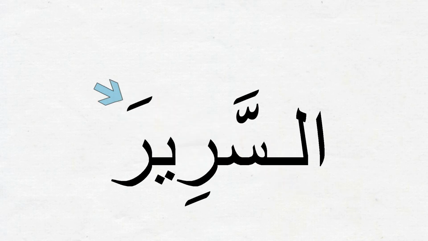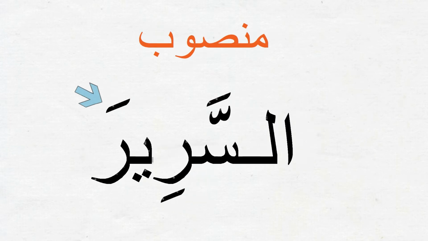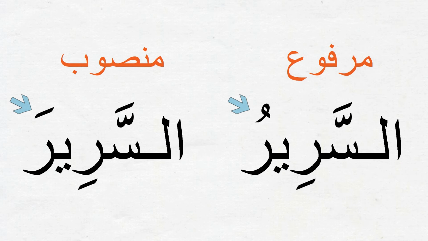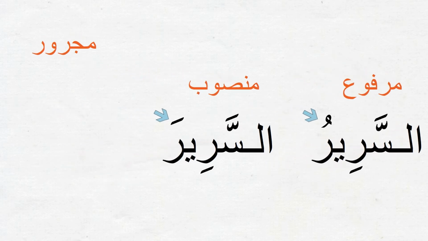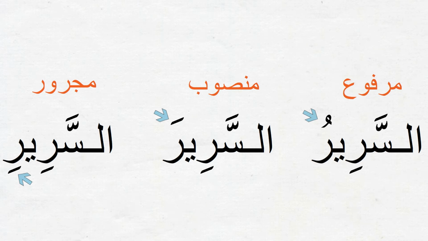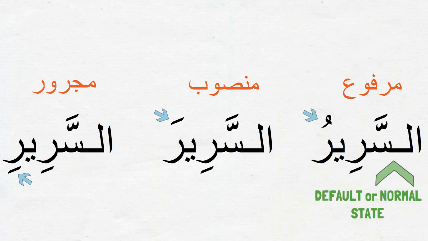How about this ism? السريرة. What is the state of this ism? It is منصوب, right? Let's get مرفوع state. السرير. Good. How about مجرور state? السرير. Very nice. Keep in mind that the default state of an ism is مرفوع. Unless something interacts with it or impacts it somehow, it stays in its default normal state.